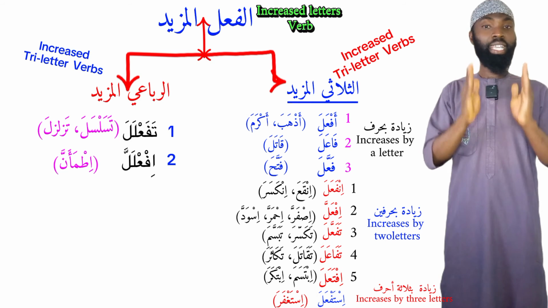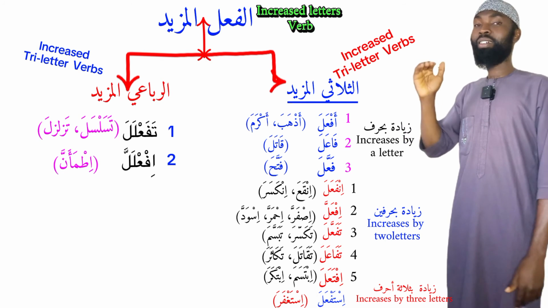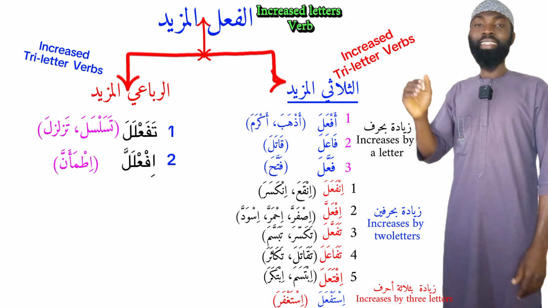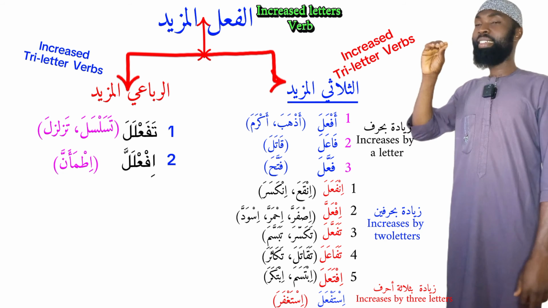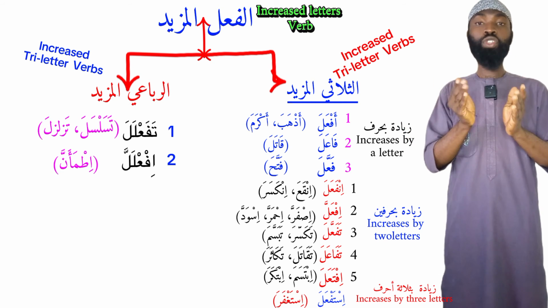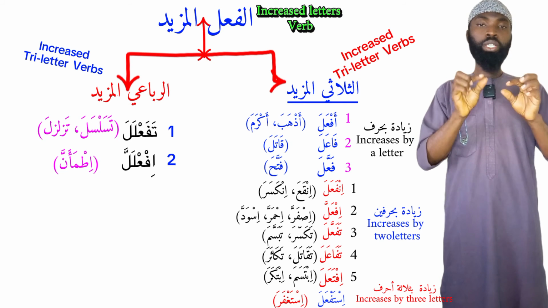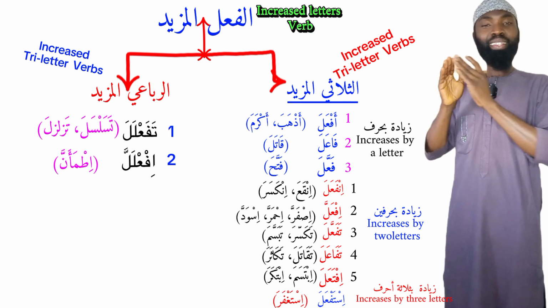With this, we come to the end of the summary of what we mean by al-mujarrad and al-mazid, that is the bare verbs and also the increased verbs. And as we said earlier, as we move on from this video, we shall be creating videos simplifying each of the awzan that we have talked about in this video.